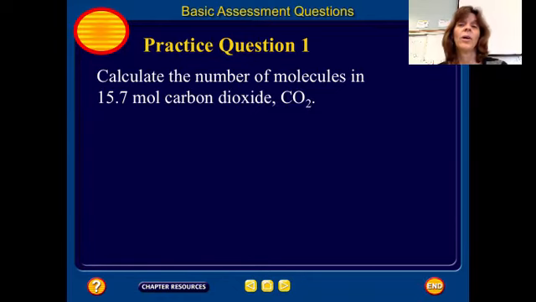Hi everyone, welcome to part 2 of the mole unit notes. We just finished practicing conversions between moles and grams and particles, one-step and two-step problems. I want to practice some of those before we move on into the new topic.